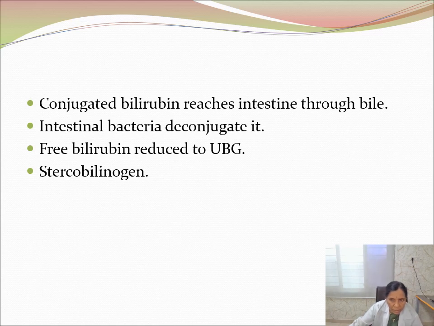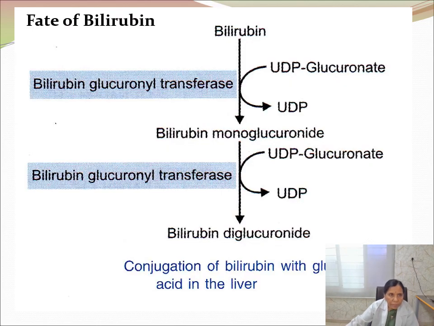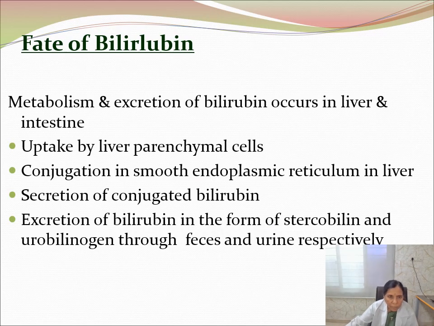So conjugated bilirubin reaches the intestine through bile. In the intestine, bacteria deconjugate it, and free bilirubin is reduced to urobilinogen. Here, about the fate of bilirubin: bilirubin conjugation to bilirubin monoglucuronide and diglucuronide. Glucuronyl transferase is the enzyme, a two-step process, using UDP glucuronic acid. And this is the conjugation process in the liver. Metabolism and excretion of bilirubin occurs in the liver and intestine.